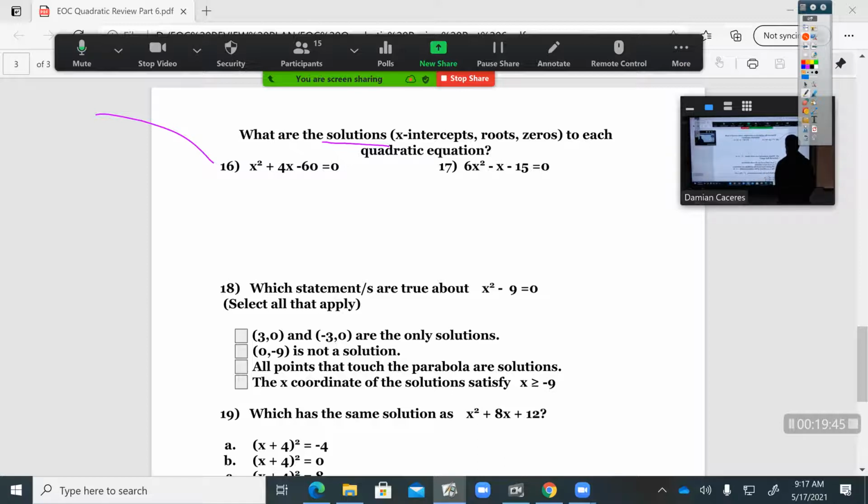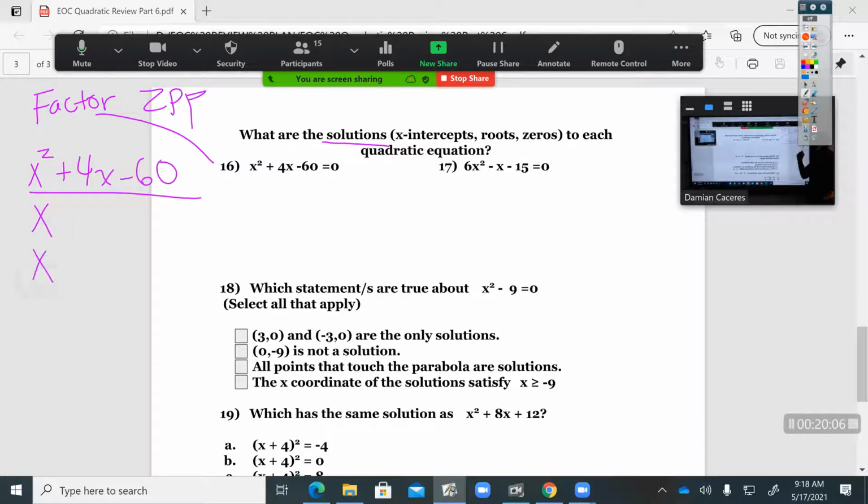So the first way we can get solutions for this equation is to factor and use the zero product property. So let's use the same method we used for the first example. X times x is x squared. Now 60 could be 10 times 6, 20 times 3, 30 times 2. I'm going to stop right there because I know that I'm looking for numbers that can give me 4 in the middle, so it has to be 10 and 6.